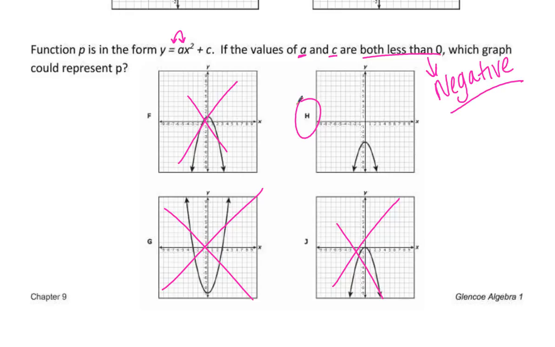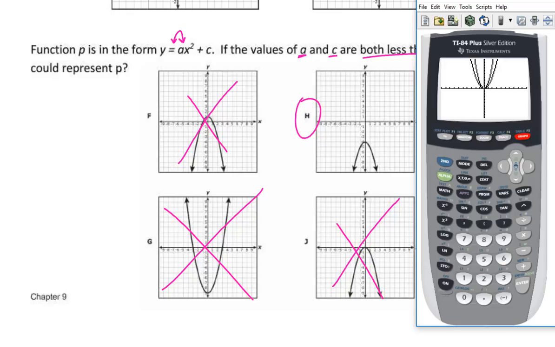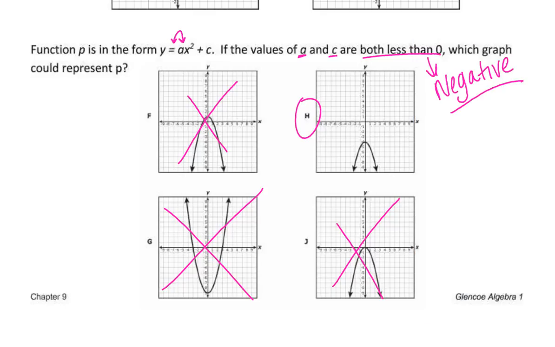So I know that's a little tricky because you have to think, okay, less than 0, that means negative. What's going to happen? Another thing that you can do is just kind of play around with some numbers. So I'm going to clear this out. If a is less than 0, just give me anything, like negative 2. Negative 2 is less than 0, x squared. And if c is less than 0, that's like minus 3 or minus 5 or whatever you want to do. I'll do minus 3. And graph it. It looks something like that, right? And the only one that looks anything like that is H. So you can kind of like guess and check a little bit.